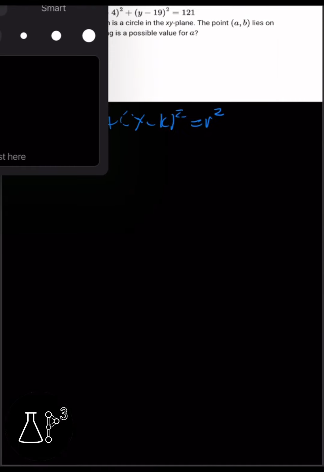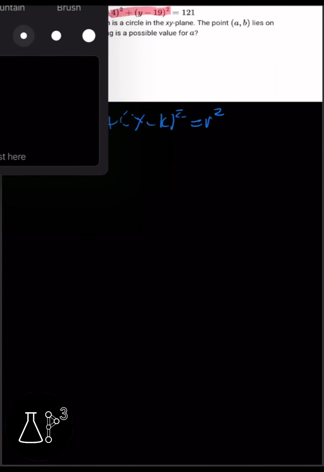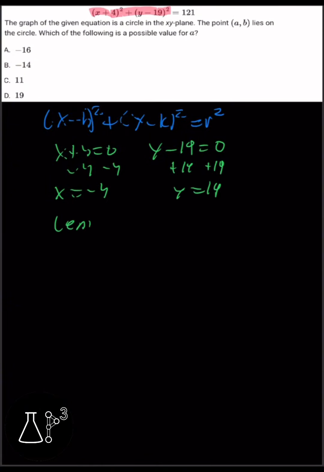So how can we look for the center? Well, if we look at the question given, I have (x + 4)² and (y − 19)². So to look for my x and y values, that's the center, I can do x + 4 = 0 and y − 19 = 0. So I subtract 4 for x and I add 19 for y, and I'm going to get x = −4 and y = 19. So my center point is going to be (−4, 19). So let's draw a little circle right over here, and our center is going to be (−4, 19).